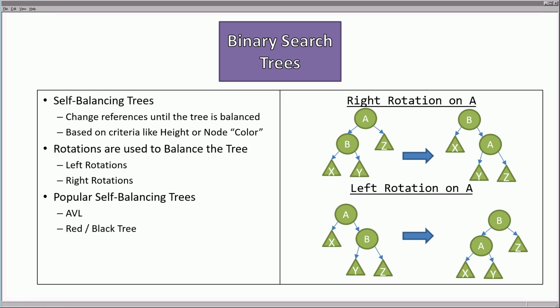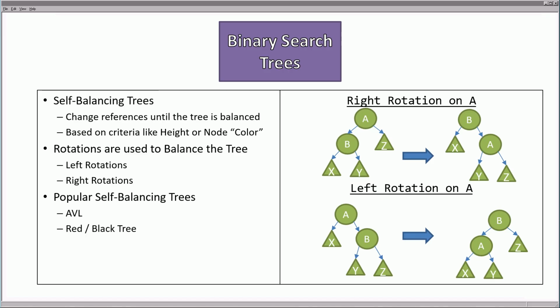Now there are two popular self-balancing trees, one called AVL and one called the red and black tree. Both of these use these types of rotations. The only difference is an AVL tree bases its balancing on the height of each one of the nodes, and it uses a balance factor in order to determine whether or not that node is balanced. Another way that we can approach it is if we start assigning color values to the node, more specifically the colors red and black.